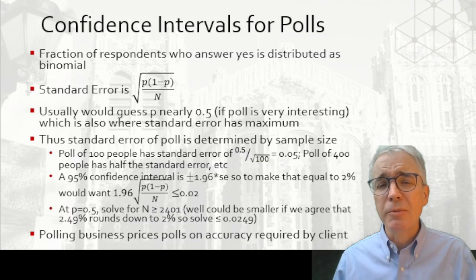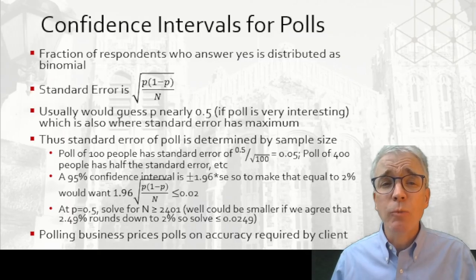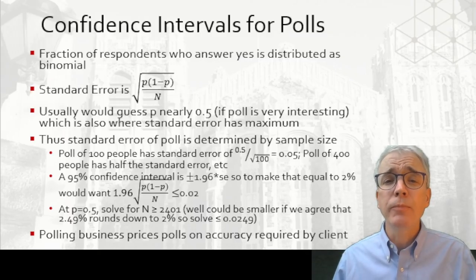Typically, p is going to be near 50% because most polls are looking at issues that are controversial with people on both sides. An interesting poll, therefore, is going to have a probability close to 50%. And that's where the standard error has its maximum. So if you want to be a little conservative, in the standard error formula set p equal to 0.5. Then the standard error is going to be pretty much determined by the sample size.